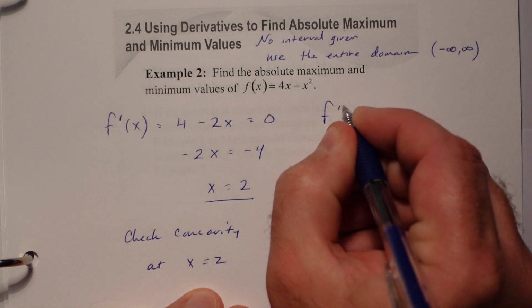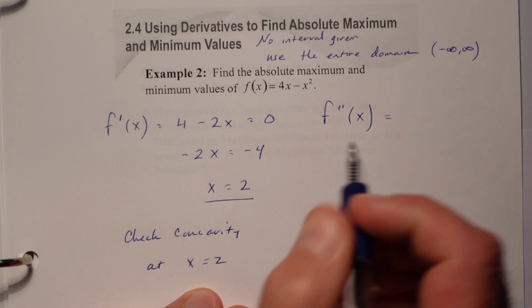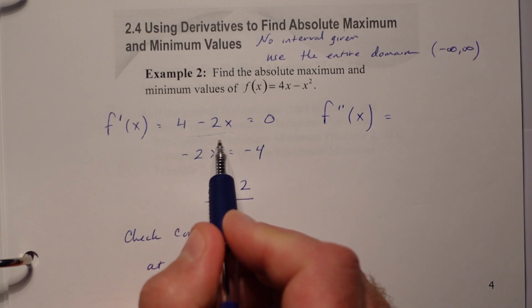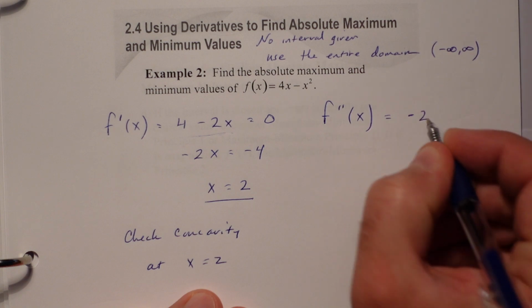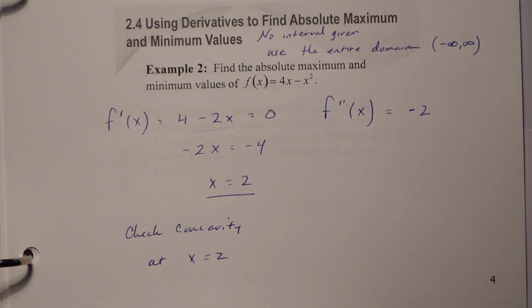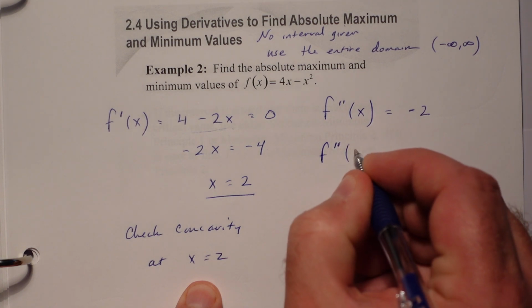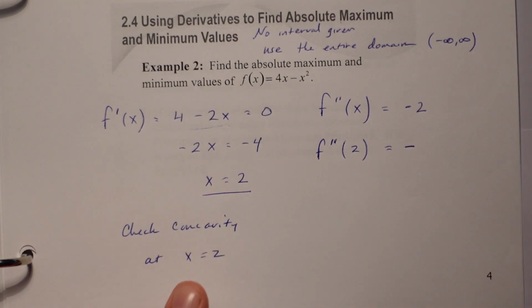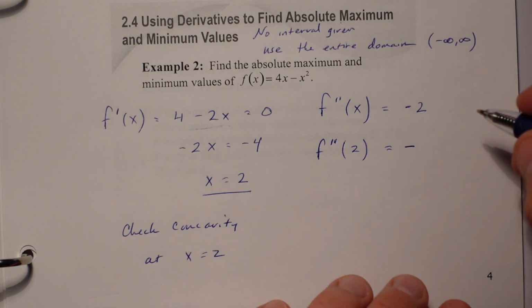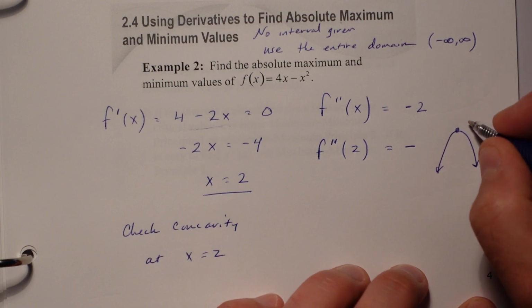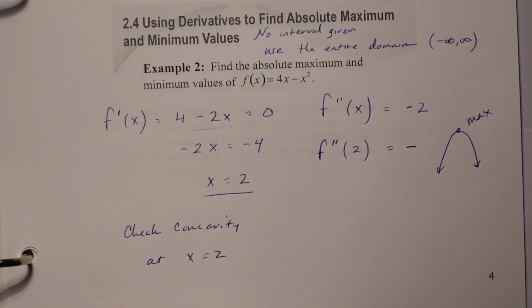So over here to the right, f double prime of x, the second derivative. Well, the derivative of 4 is 0. The derivative of negative 2x is negative 2. Notice this second derivative is negative at any location. So if I take the second derivative at my critical number, notice that gives me a negative result. That means our function is concave down at that location. So this indicates a maximum at that location.